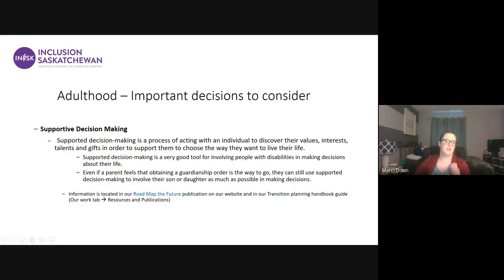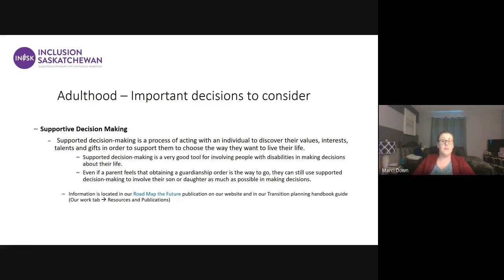Supported decision making. This is one of the things Chandria was talking about. Supported decision making is a process of acting with an individual to discover their values, interests, talents, and gifts in order to support them to choose the way they want to live their life. It's the way you support someone so they have the decisions that they want themselves, but you're there to support in those decisions. It sounds like something you think you do all the time, but there's a certain way you go about it.